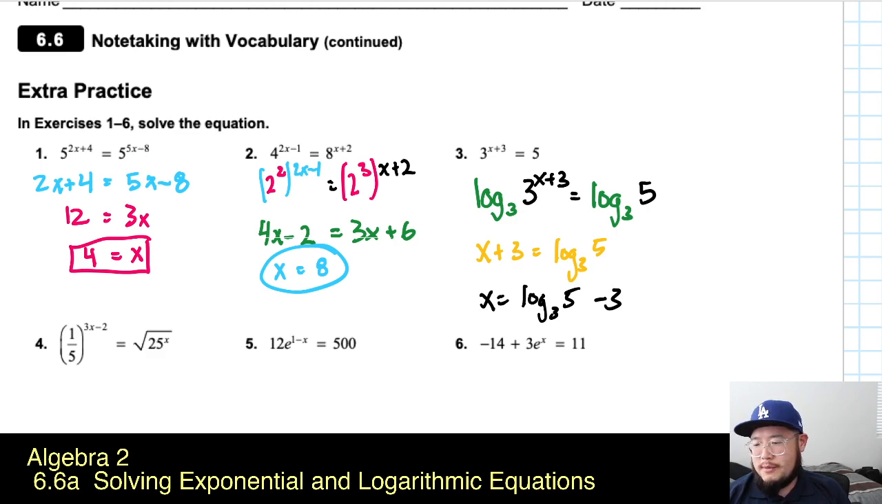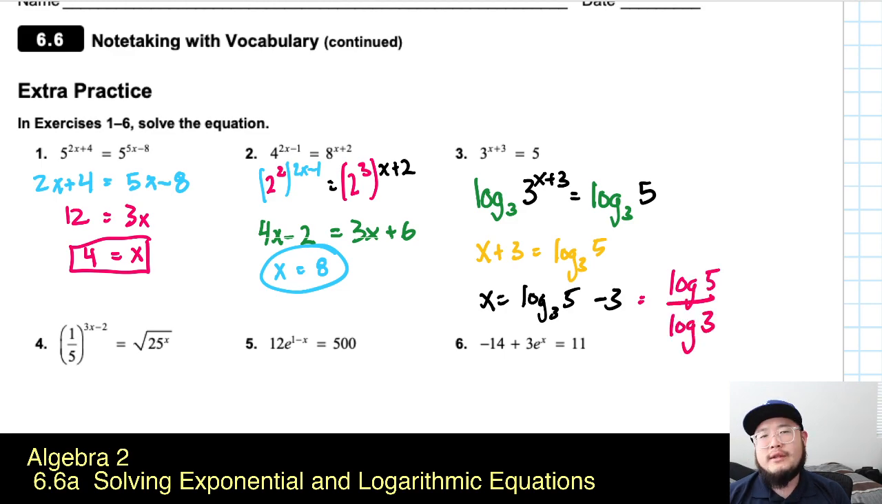So remember what we just learned in 6.5. We learned change of base. I could take this log base 3 of 5 and rewrite it using change of base to use my calculator. And so let's go ahead, I'll rewrite this as log 5 over log 3. And then we have ourselves minus 3.